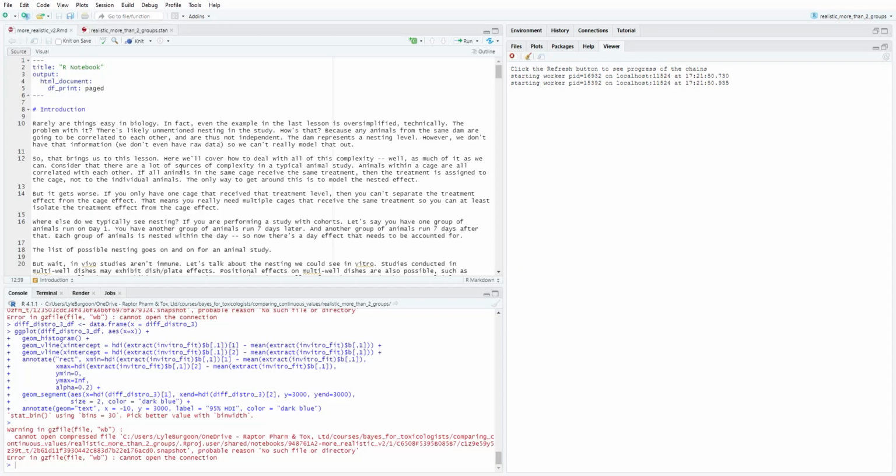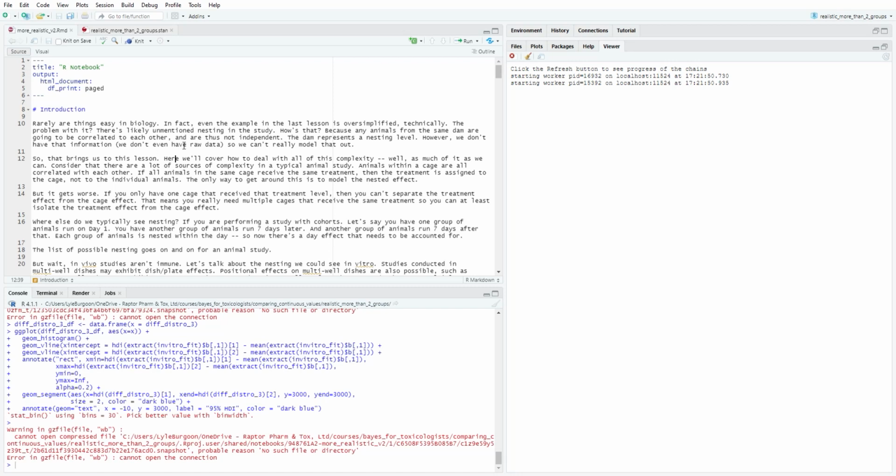Here we are. We've made it to the realistic, or more realistic, example of how to do a more than two group type analysis. So this is your ANOVA type of things. Now, as you all know, rarely in biology is anything ever really simple. In fact, the last example is actually overly simplified.